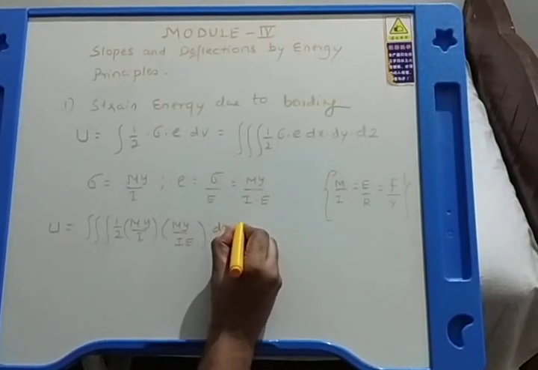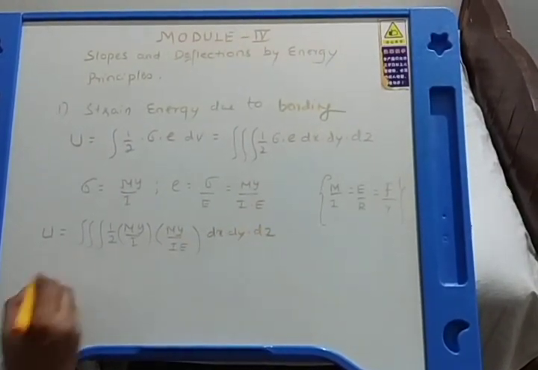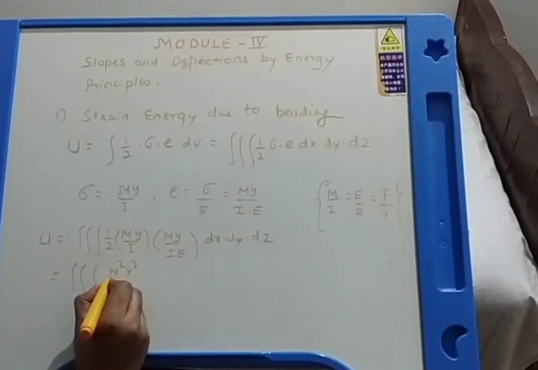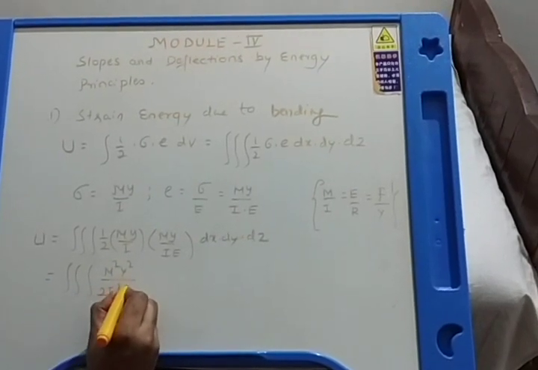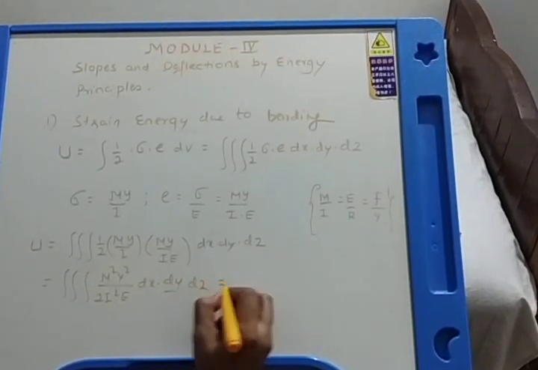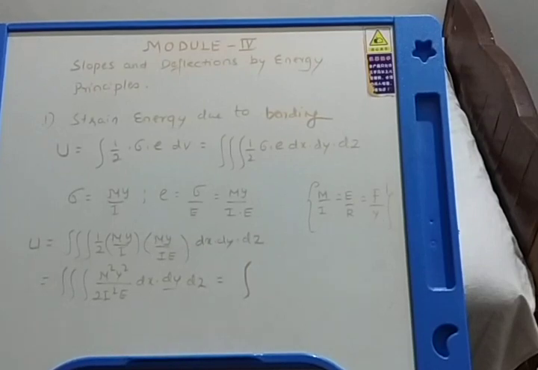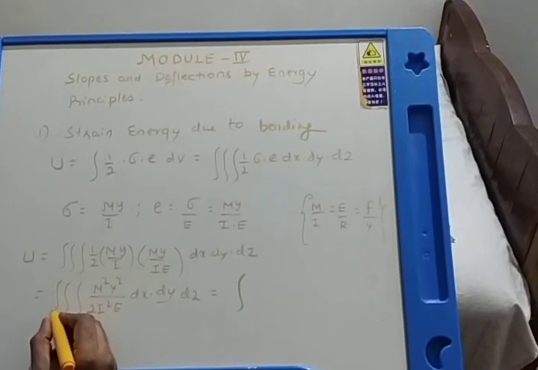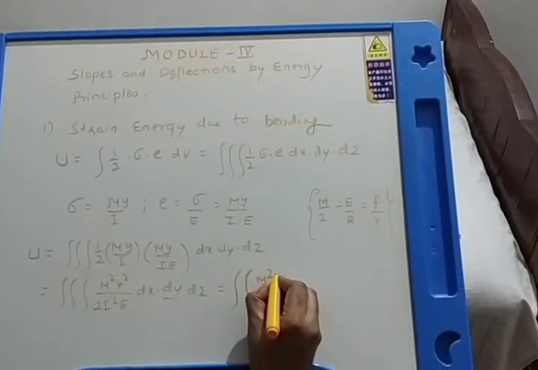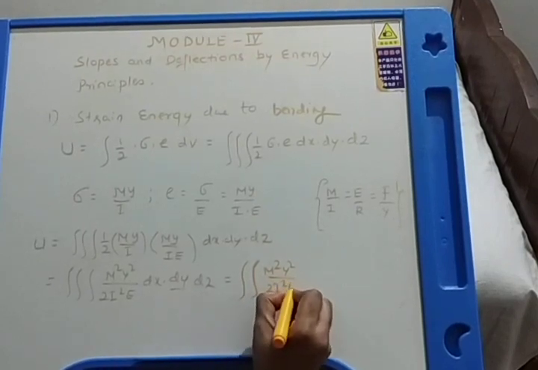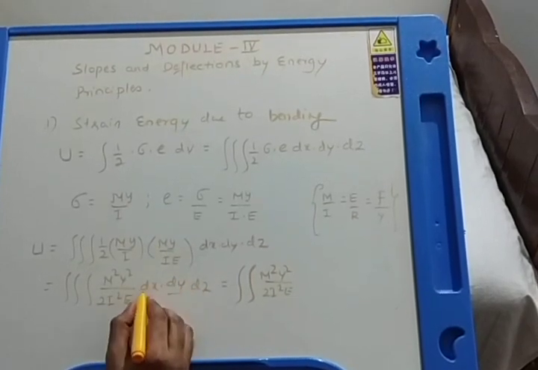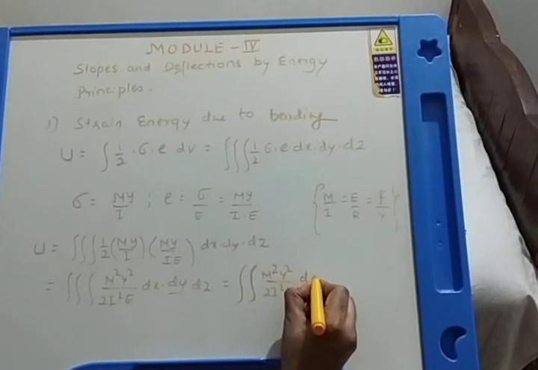Then dx, dy, dz. So it is triple integration M square y square upon 2 I square E dx dy dz. Now again removal of the integration signs. You can see integration M square, one integration sign will go, M square y square upon 2 I square E. Integration dy dz, I can write it as dA, and then dx.